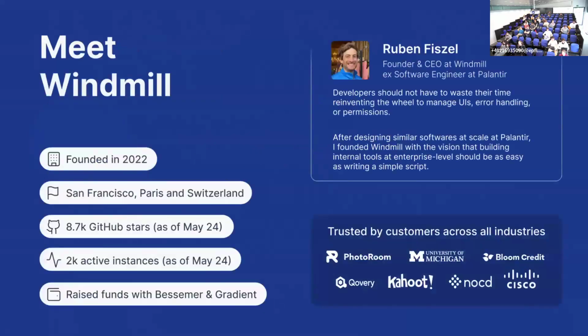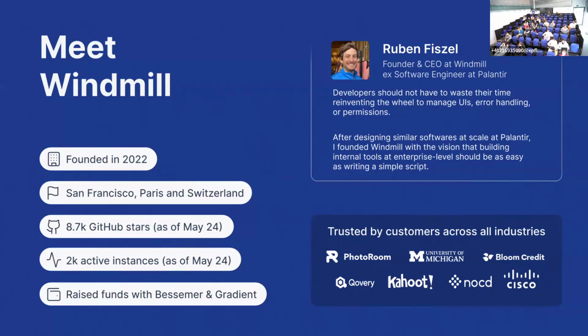So Windmill is a startup founded in 2022. It was founded by Ruben, who was a software engineer at Palantir before, and is also an EPFL alumni. He applied to YC, Y Combinator, and was integrated into the summer batch of 2022. At the end of the program, they also raised more money with Bessemer and Gradient. Now the team is not really in San Francisco anymore, but more in Paris and in Lausanne.